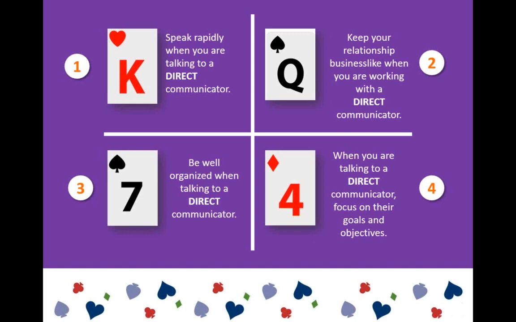I see number 3 and 4 coming up a lot. Somebody said 7. Who said 7? Oh, the 7 of spades. That's what you meant. Okay. When you're talking to a direct communicator, focus on their goals and objectives. And number 3, be well organized when talking to a direct communicator. Oh, here's a number 2. Keep your relationship businesslike when working with a direct communicator.